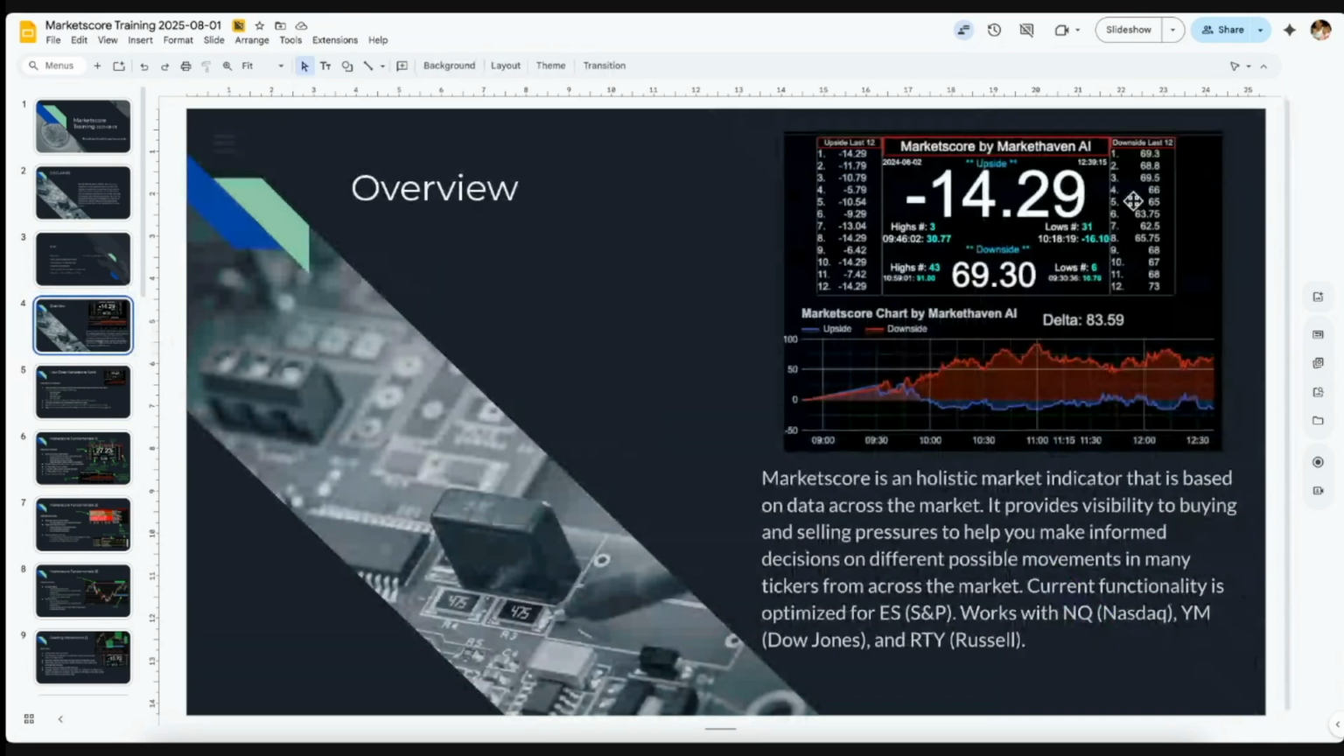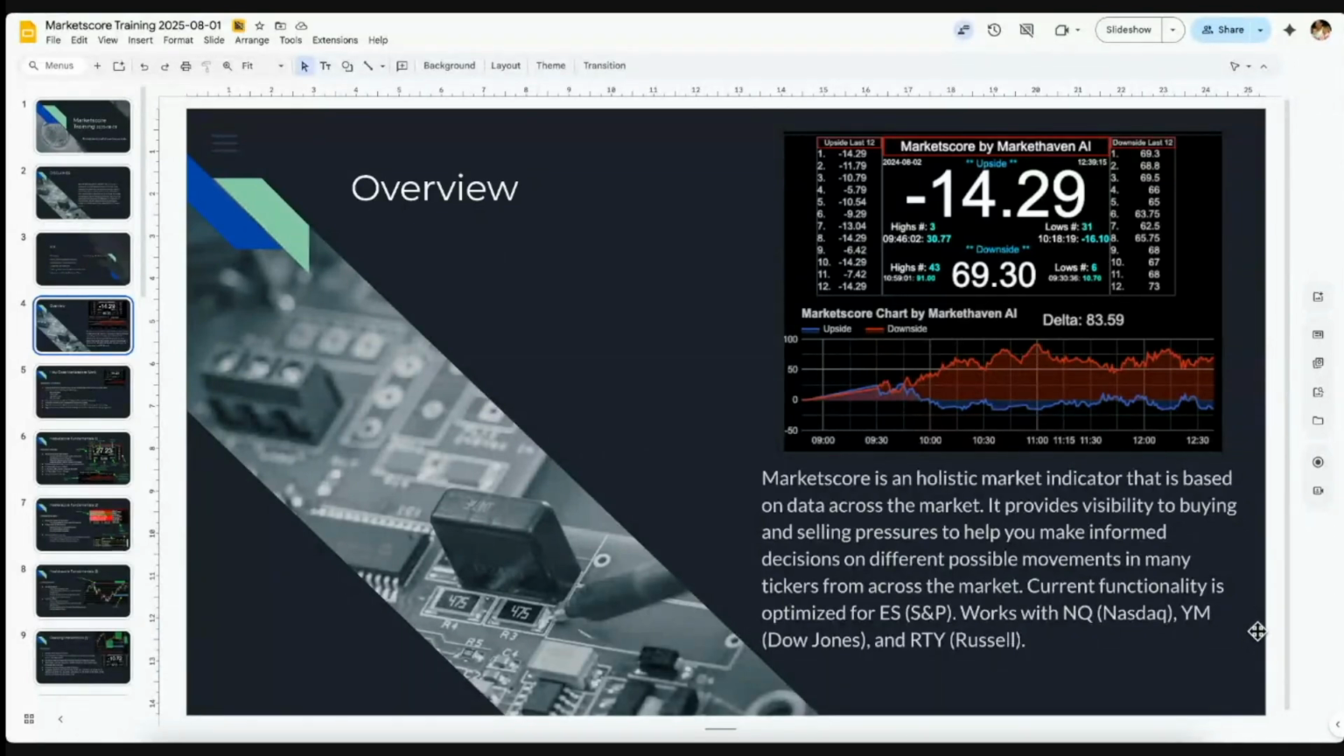So Marketscore, it looks like this. Originally started out like this. It's a holistic indicator that is based on data across the market. It provides visibility to buying and selling pressures to help you make informed decisions on different possible movements in many tickers. So far, I haven't found one that doesn't work. I just use the words many tickers because it's generic enough that if I do find one, somebody can't come back at me and say that you said it would work for everything.